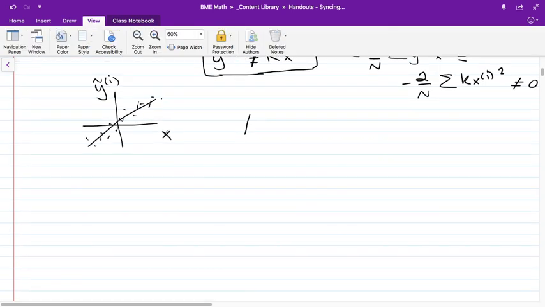So what if we look at our errors, and what we see is something like this. Suppose we looked at our errors, we plot our error as a function of x, and we saw something like this.